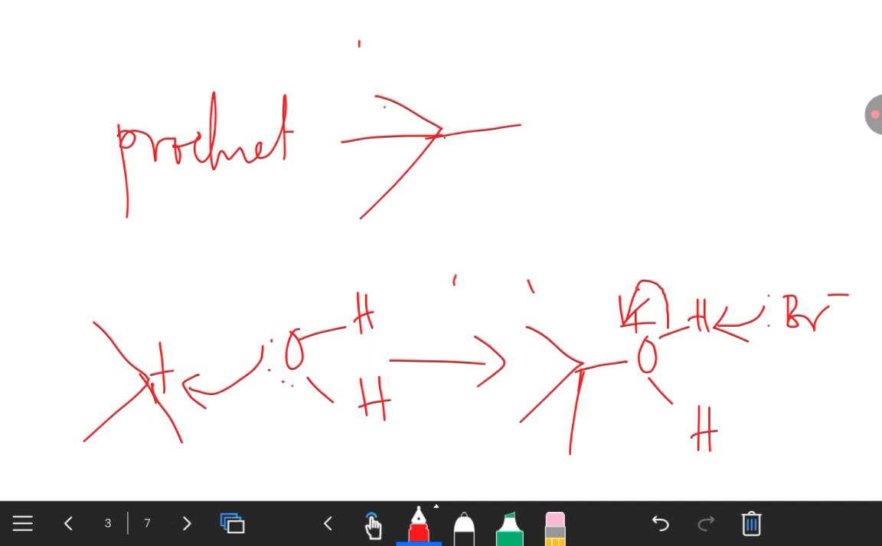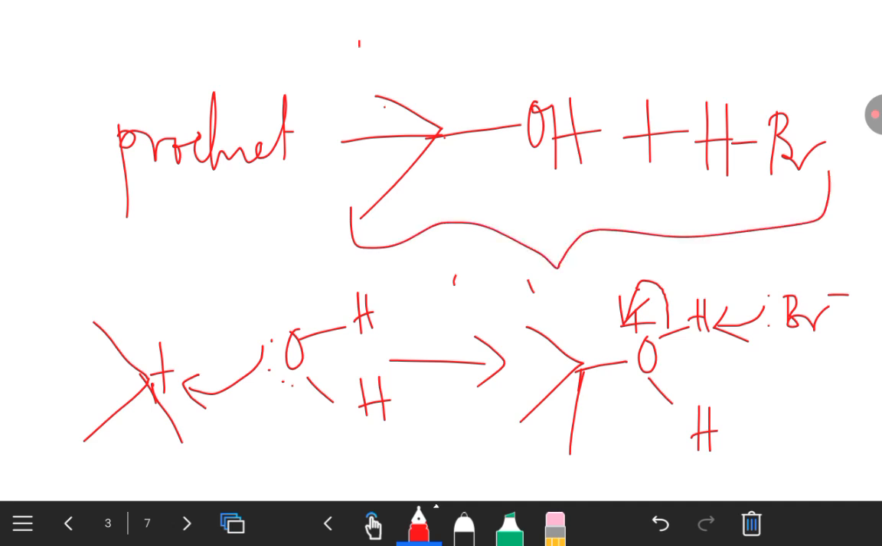With OH remaining there, because this bromine has grabbed this hydrogen, the bond is breaking to bring back the electrons to this oxygen, because oxygen is more electronegative. So we are going to form that alcohol plus hydrogen bromide. This is the other product. So these are the products we are going to form.